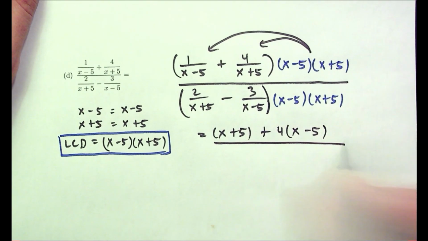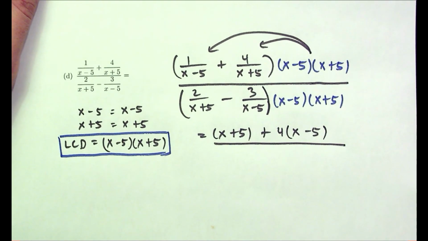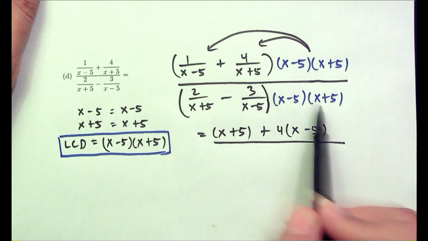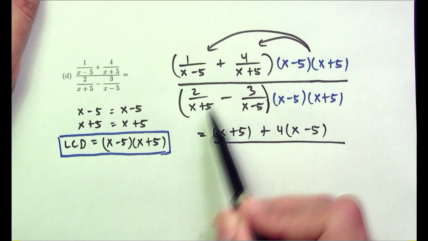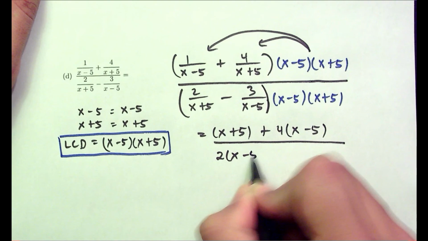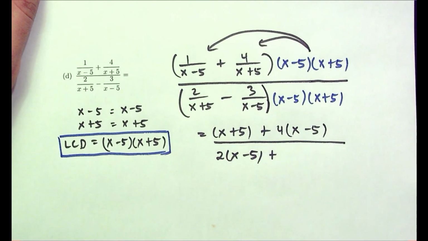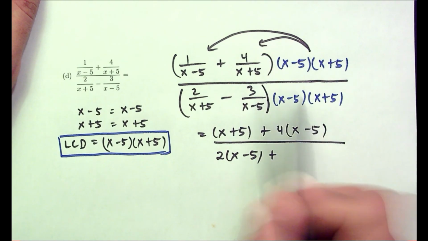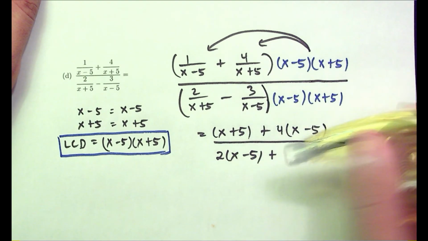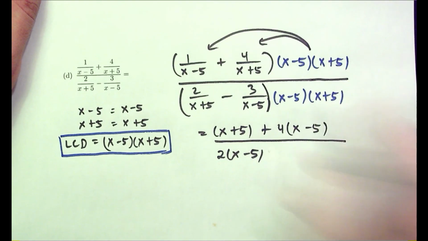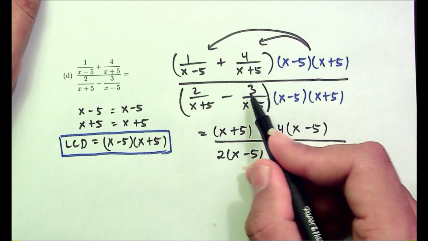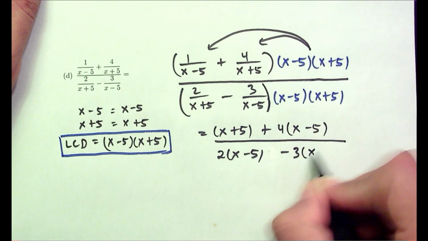And that's the top. Now, doing the bottom, you distribute here. Notice that when you distribute here, the x plus 5 would cancel, and you're left with 2 and x minus 5. And in the next one, when you distribute this one, you would see that the x minus 5 would cancel and you're left with minus 3 and x plus 5.